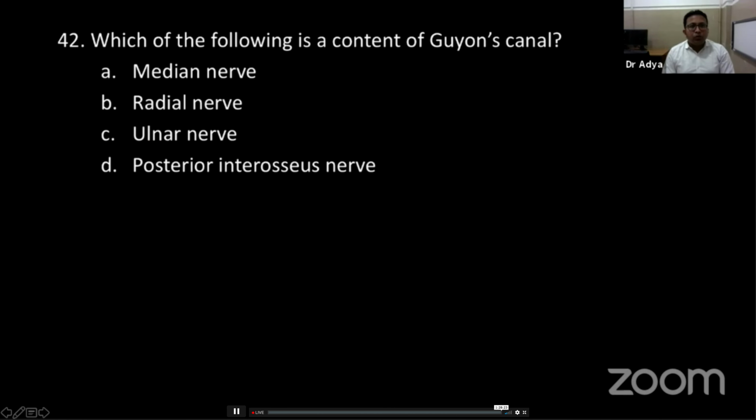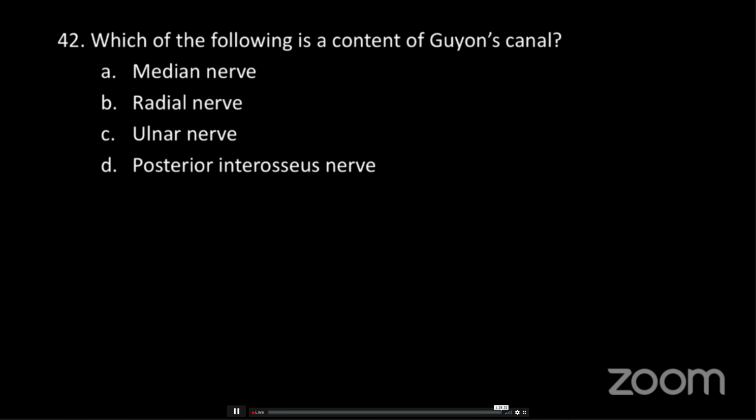Now, this is 42. Which of the following is a content of Guyon's canal? A. Median nerve, B. Radial nerve, C. Ulnar nerve, or D. Posterior interosseous nerve? We are live, sir.